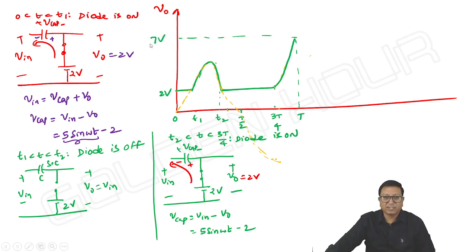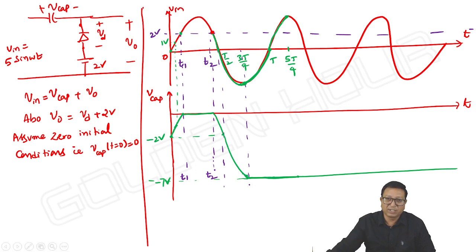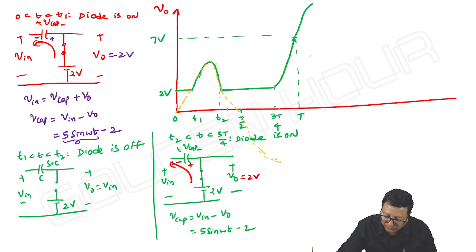Next, at t equal to 5T by 4, input is further rising by another 5, the capacitor is unable to change its voltage, then the output also will rise by the same amount. So input rises by 5 means output also rises by another 5 volts.